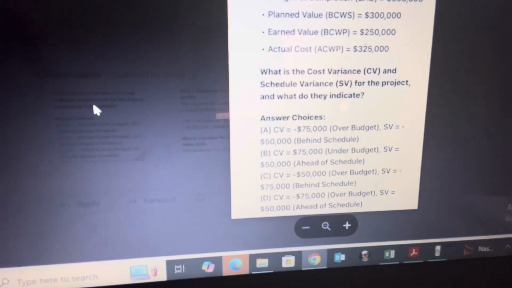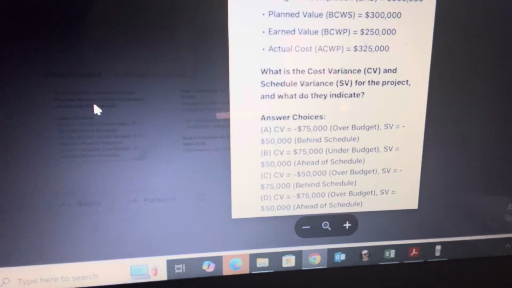It says a construction project has the following data at the end of 3 months. After 3 months duration of the project, we have this info. Budget at completion equals half a million. Planned value, budget cost of work scheduled, equals $300,000. Earned value equals $150,000. Actual cost is $325,000. What is the cost variance and the schedule variance for the project, and what do they indicate?